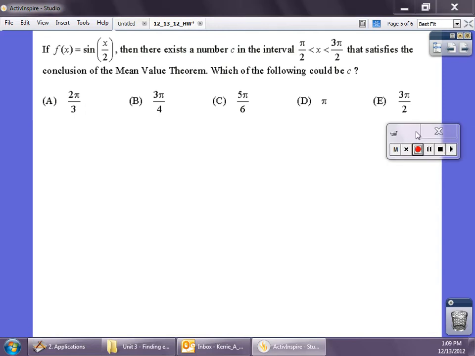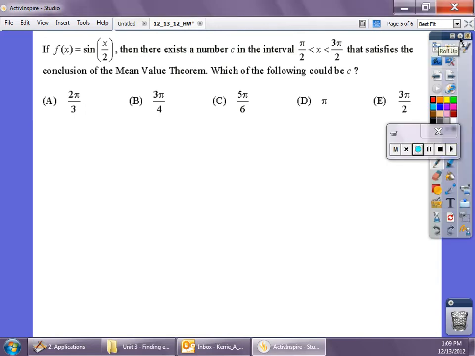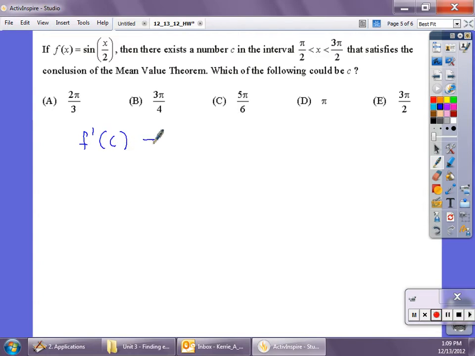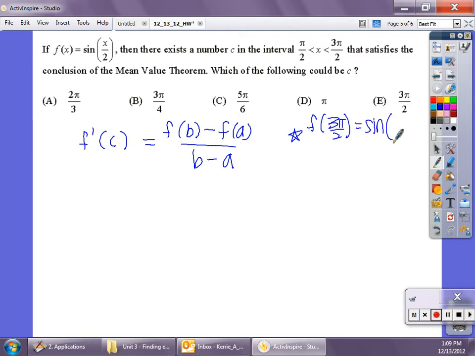Here we're going to be asked to find the number in C that satisfies the conclusion of the mean value theorem. So the mean value theorem says that if I take the derivative, it'll be equal to the slope between the 2 points. So I'm going to come off to the right here. I'm going to find f of b, which is 3 pi over 2. That would be the sine of 3 pi divided by 2, and divided by 2, again, would be multiplying by a half.